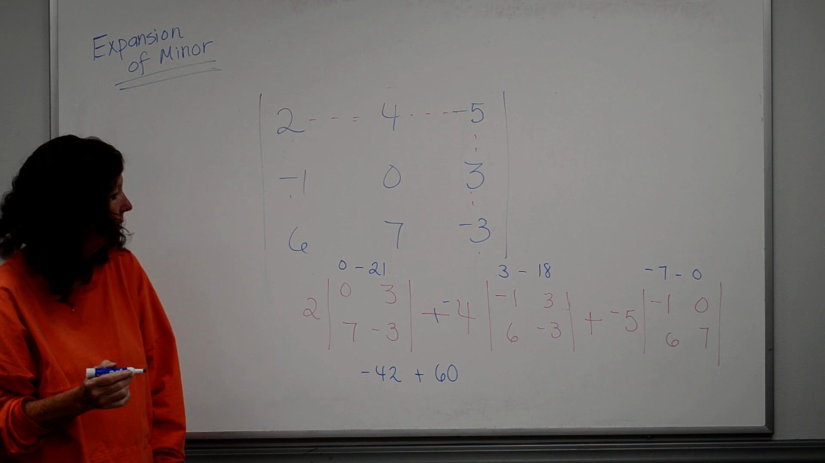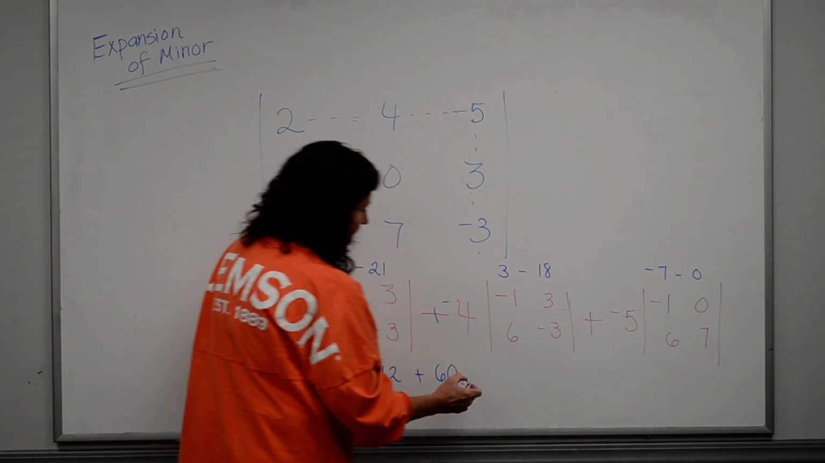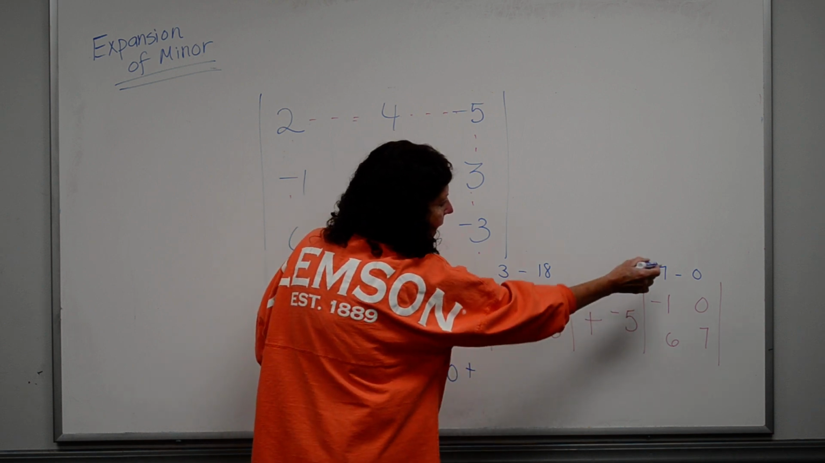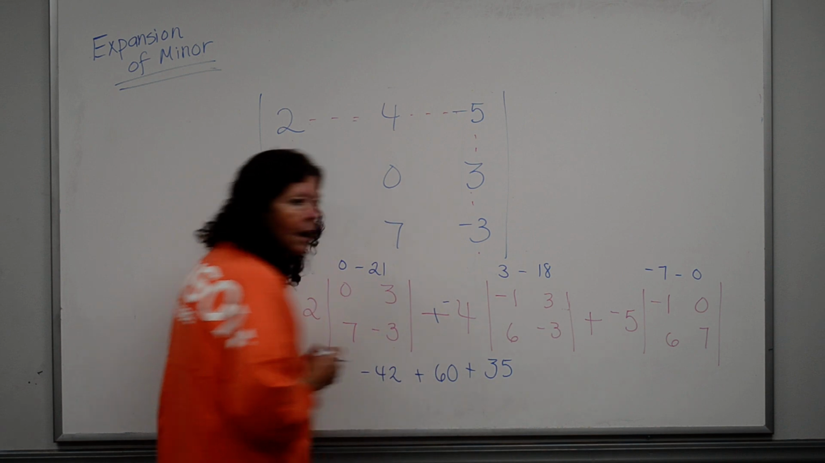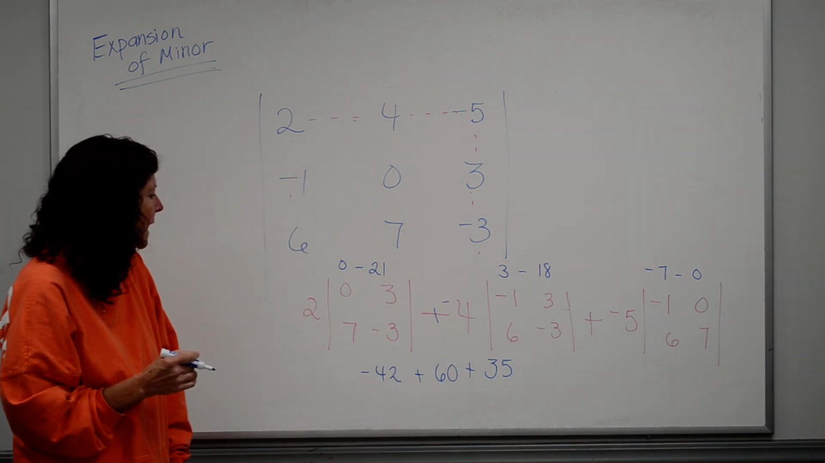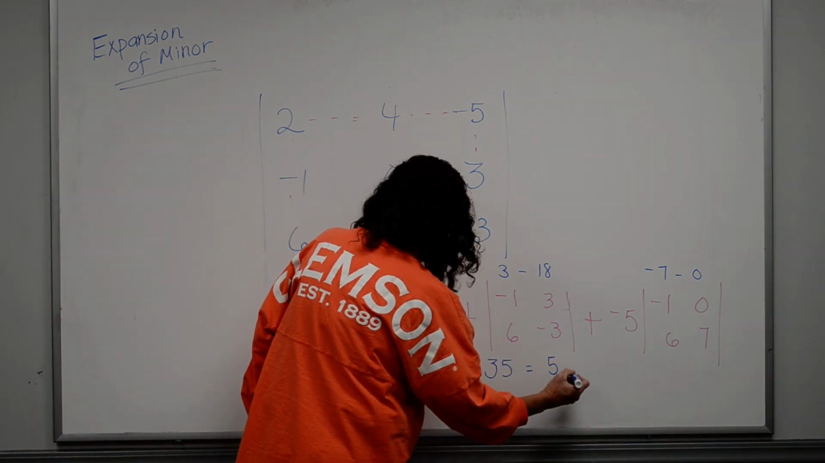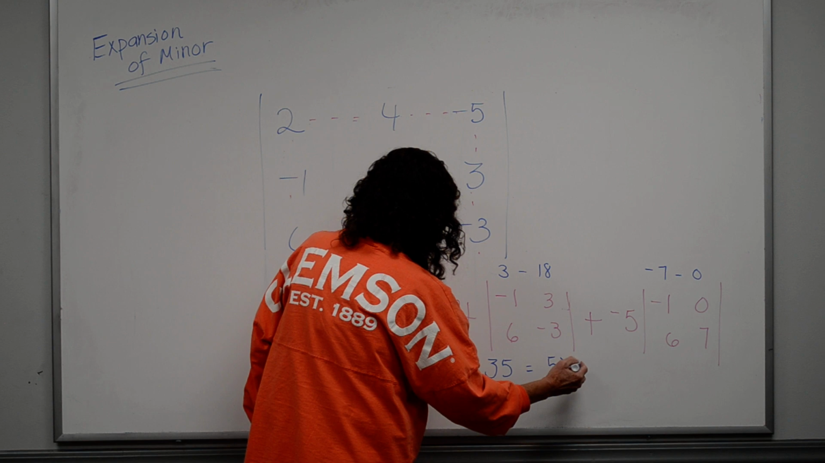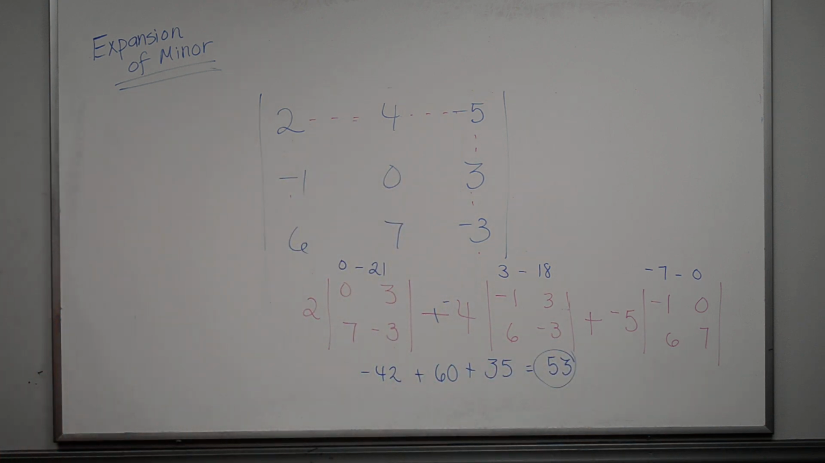Because I have negative 4 times negative 15, which is positive 60, plus negative 5 times negative 7, which is a positive 35. Then I just have to add these. So I have 95 minus 42, which is 53, and it would be positive. That's my determinant. Weird, huh? Okay, let's do another one of these.